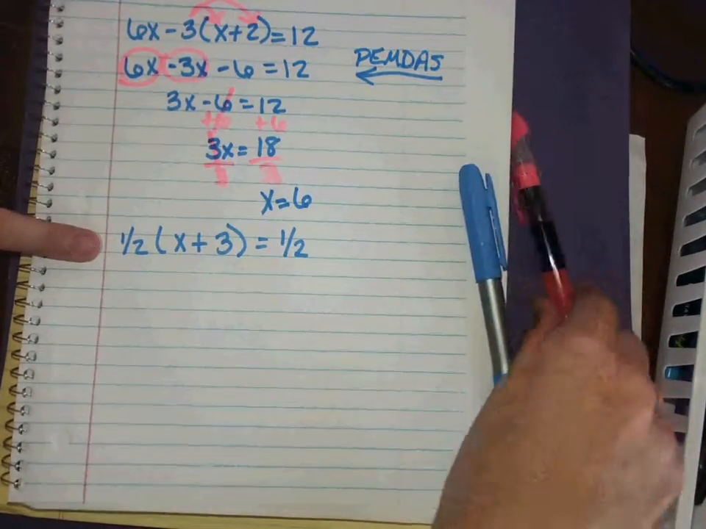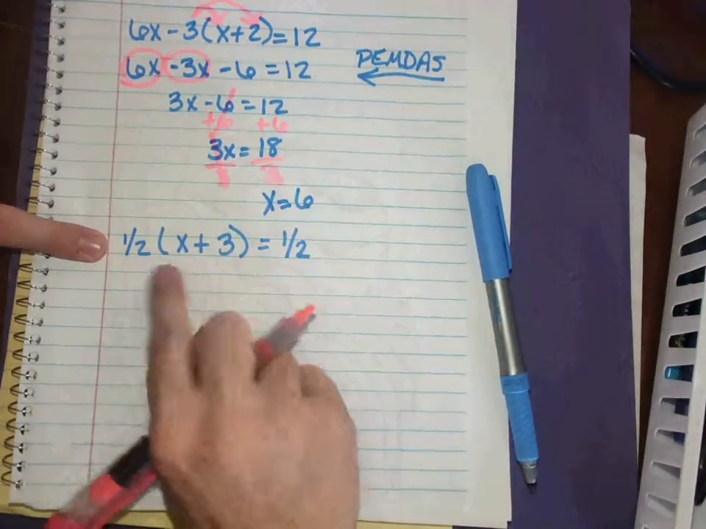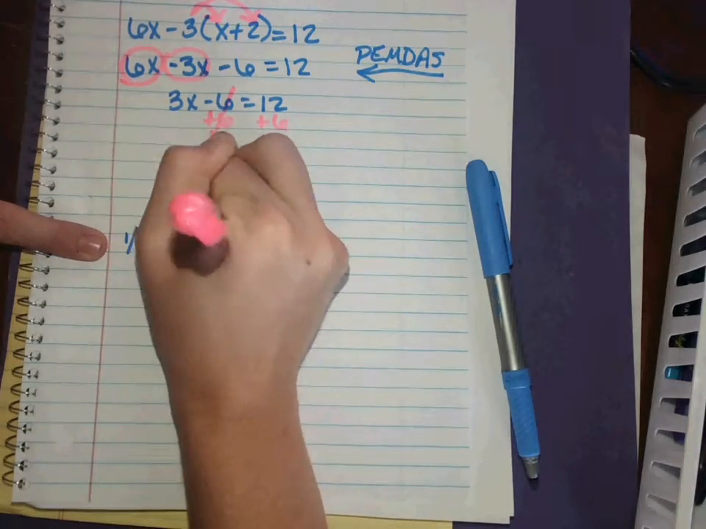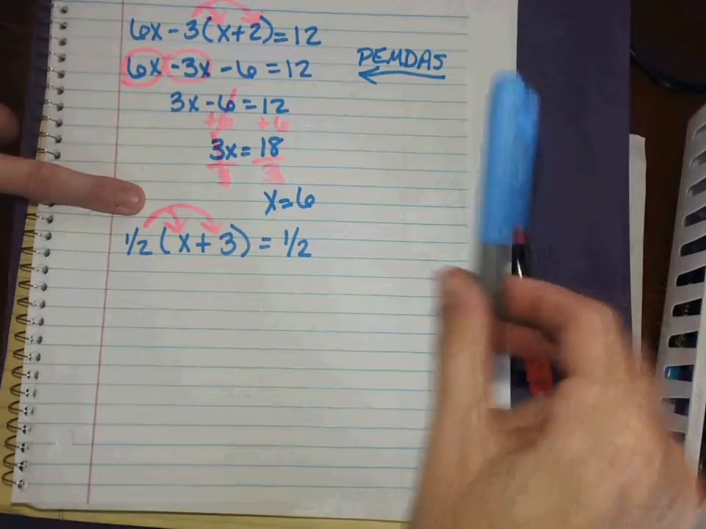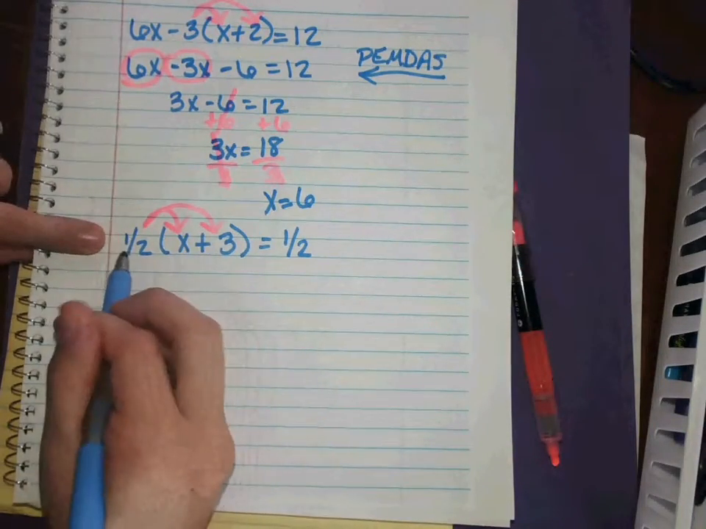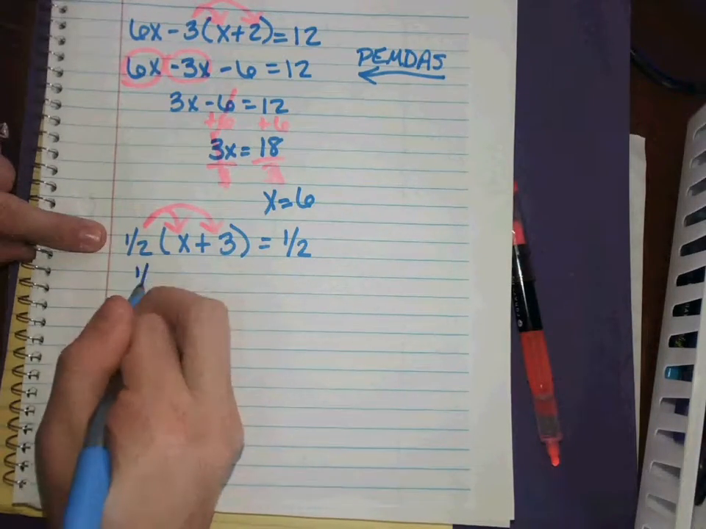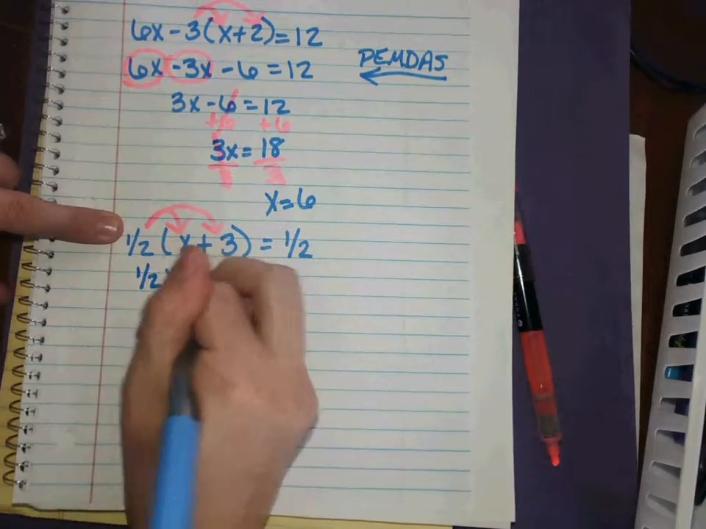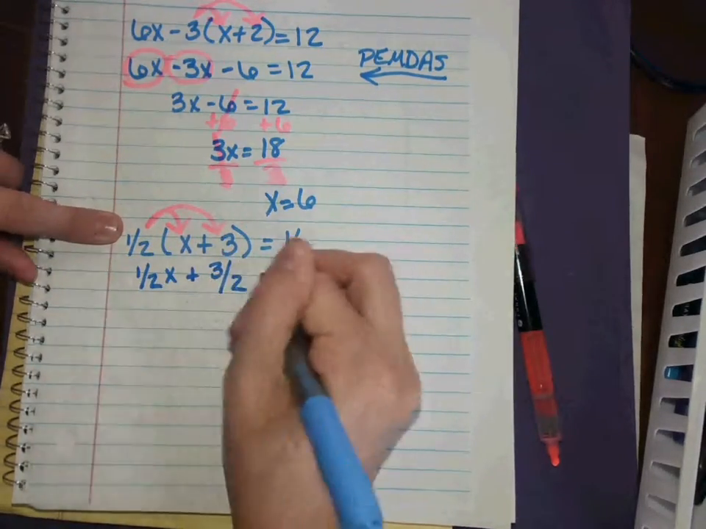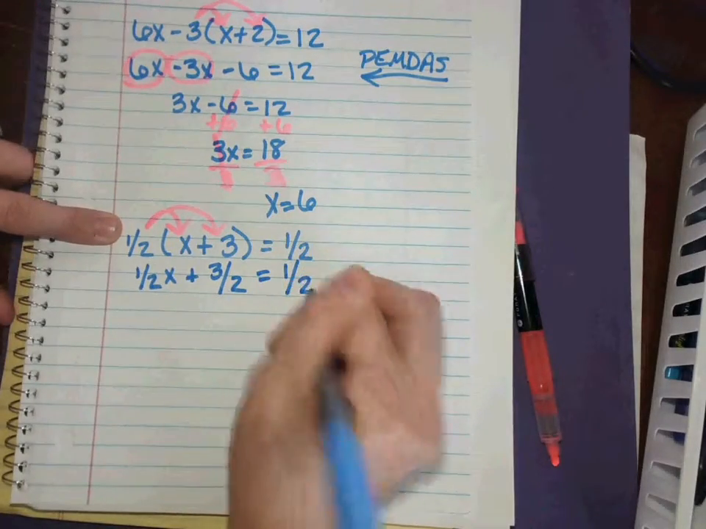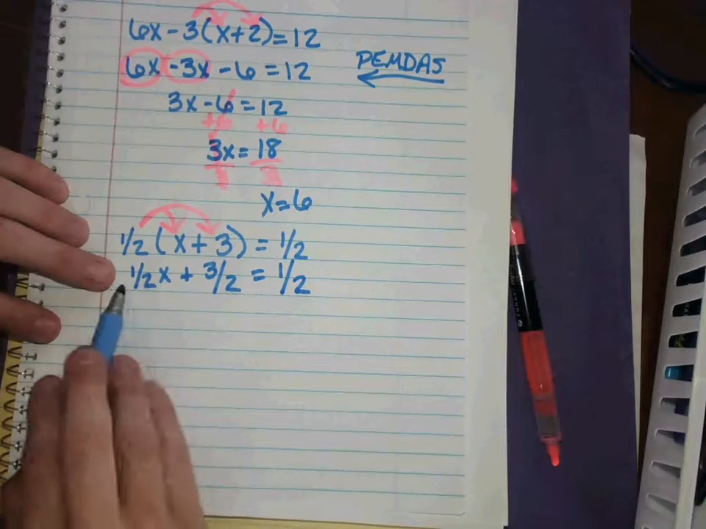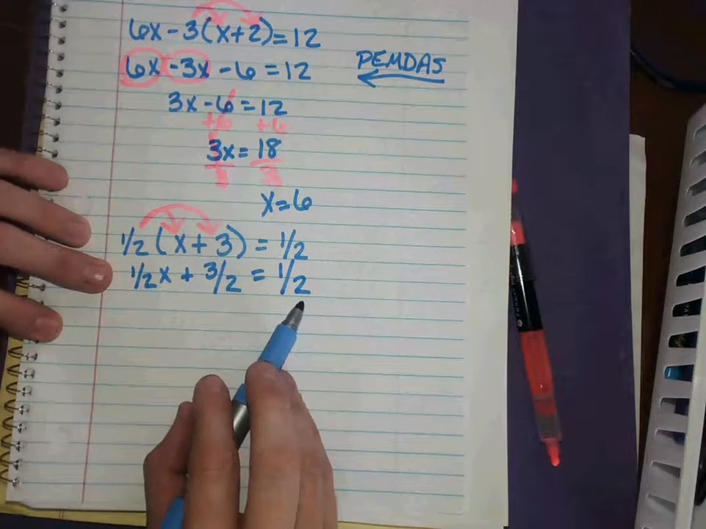Okay, this one has a fraction in it. So I notice that I've got parentheses here, so I'm going to distribute. I always draw my arrows because it does make sure that I do it to each thing. 1/2 times x is 1/2 x. 1/2 times 3 is 3/2. And then 1/2. Now, I'm going to go and say, okay, there is no like terms.